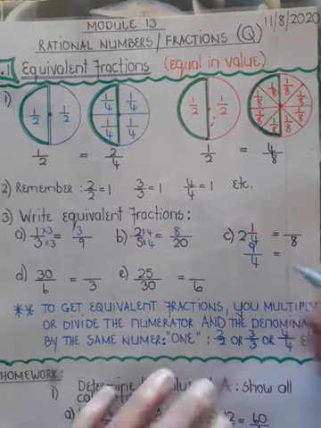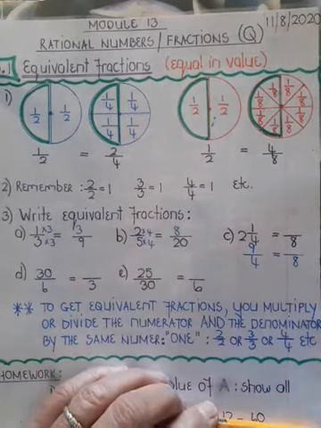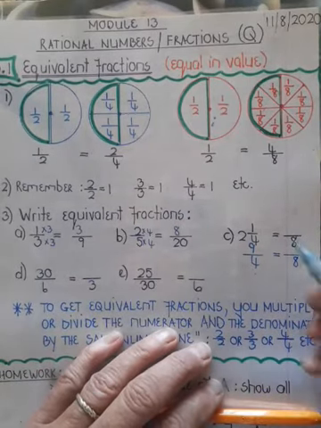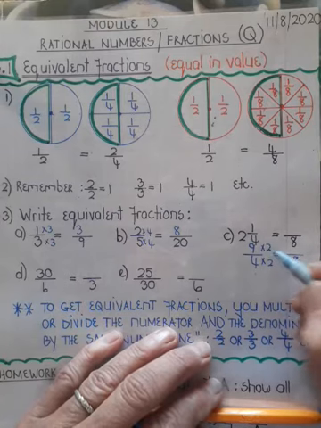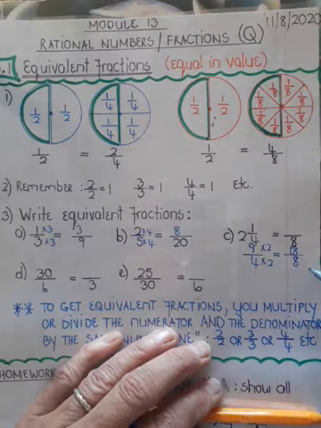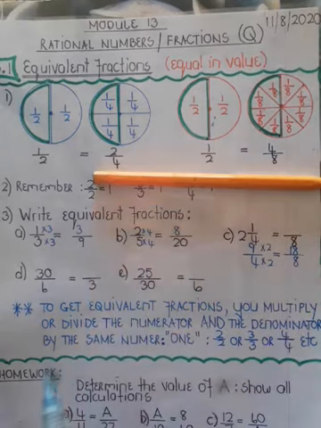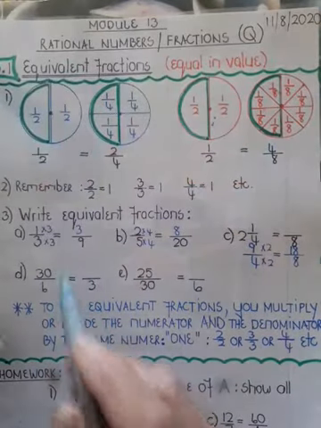And this is exactly the same as how many on 8? What fraction? 4 changes to 8. Times 2. 9 also times 2 gives me 18 on 8. Equivalent fractions.